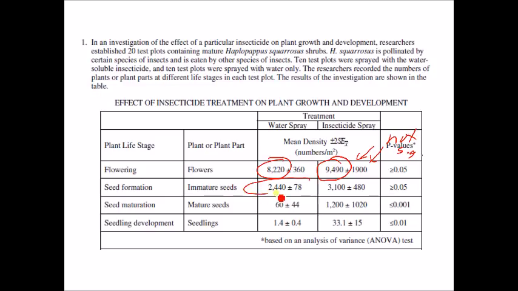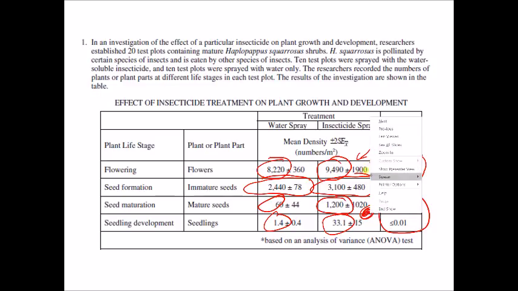In the next group, the seed formation stage, 2440 here, 3100 here. Different, but not that big a difference. Again, the p-value was greater than 0.05, so the differences were not statistically significant. But in the next 2 stages, notice the differences between the insecticide sprayed and the water sprayed are pretty significant, and the p-values are less than 0.05. So what that means is that the differences here are statistically significant, whereas the differences up here, not so much.